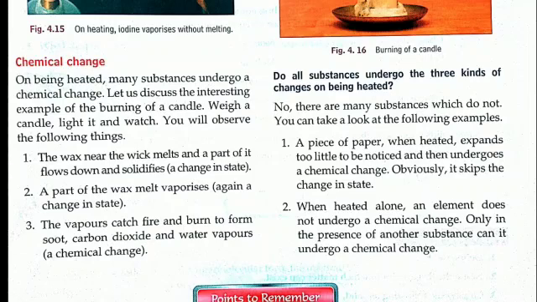So the vapors catch fire and burn to form soot. Soot is the black thing which is formed. Carbon dioxide is produced, and water vapor. So this is a chemical change that happens while burning a candle.